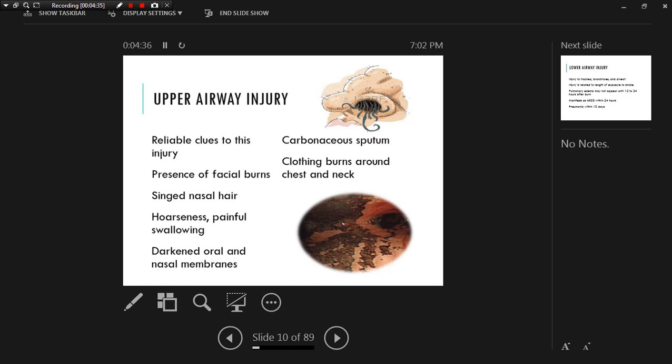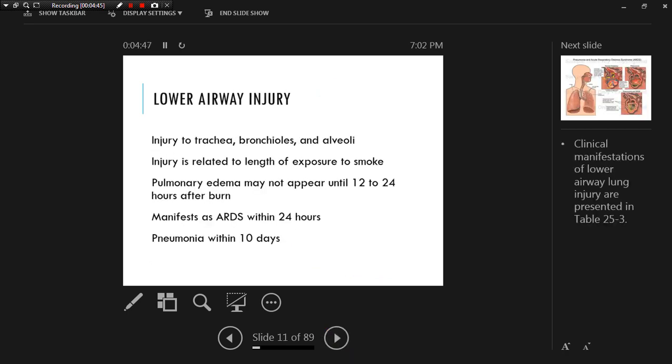So this is actually a picture of a bronchoscopy that shows the darkened oral and nasal membranes, the mucosa that's been singed and burned. So some of the lower airway injuries are going to be down in the lower part of the trachea, the bronchioles, and the alveoli. The injury is going to be related to the length of exposure to the smoke.